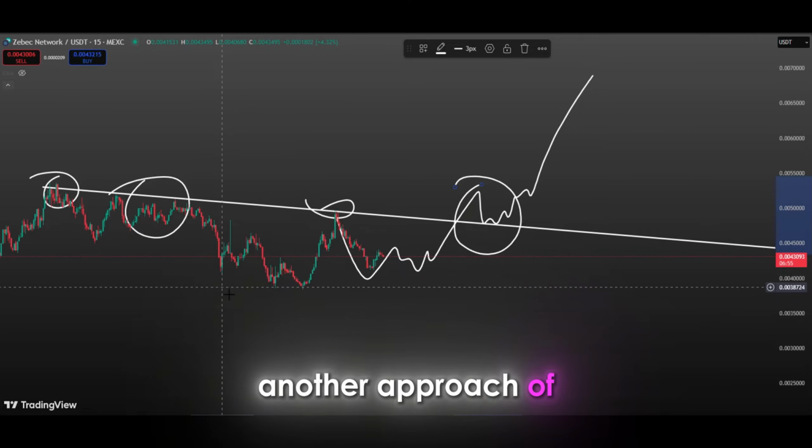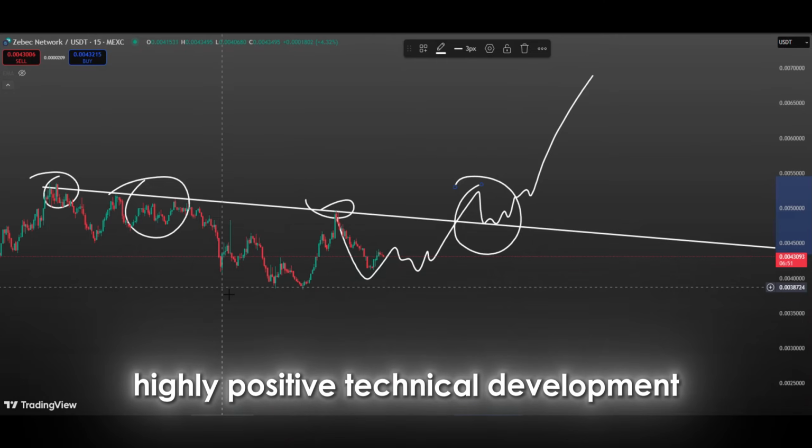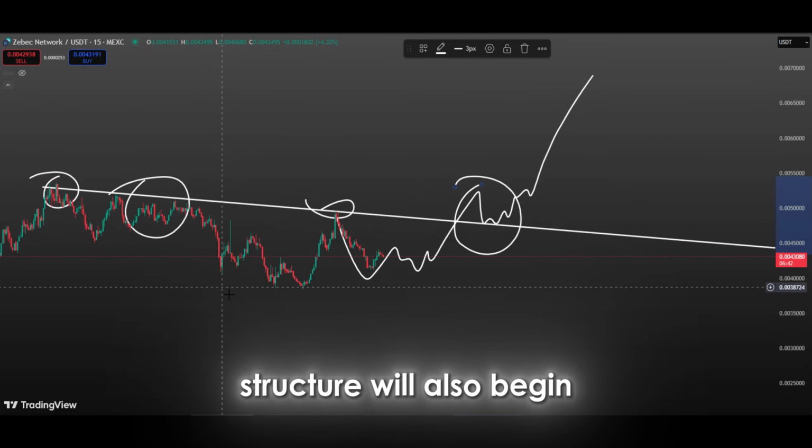At this stage, another approach of the price toward this downtrend and an attempt to break above it would be a highly positive technical development. If this trend is broken to the upside, not only will the immediate resistance be overcome, but a critical shift in price structure will also begin.